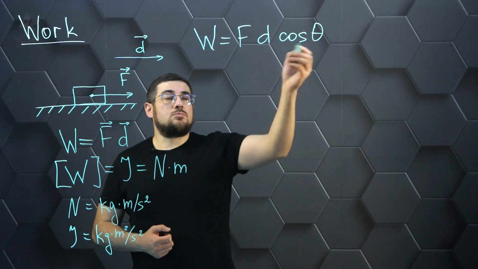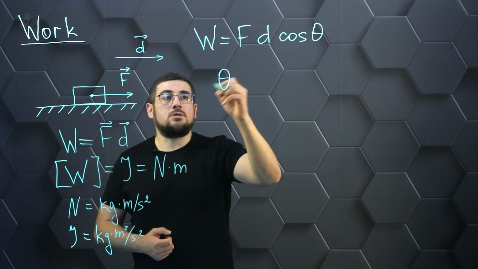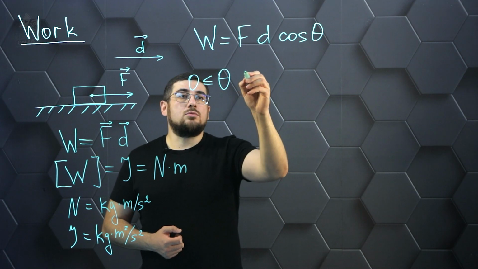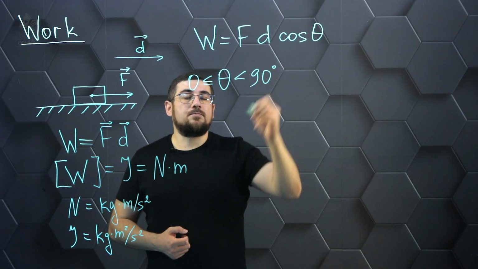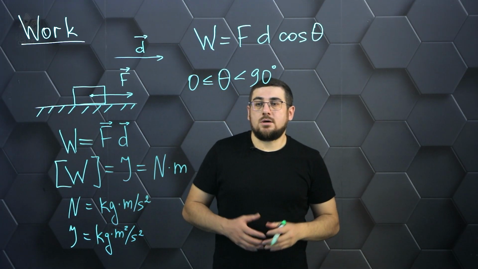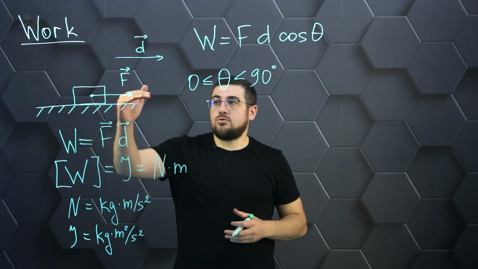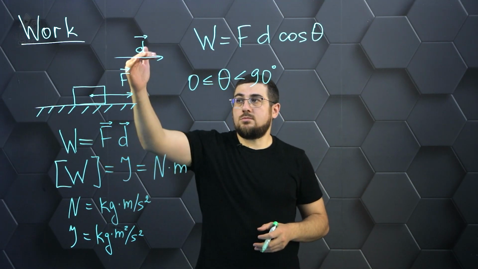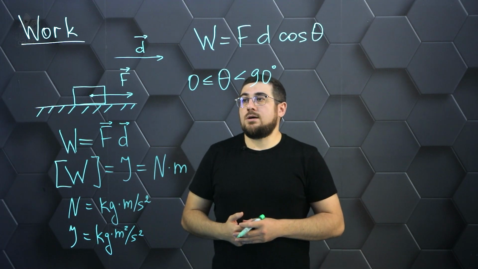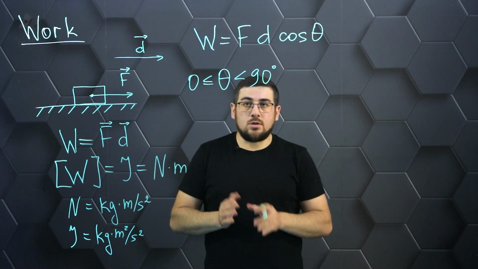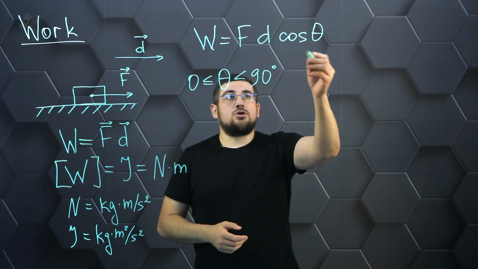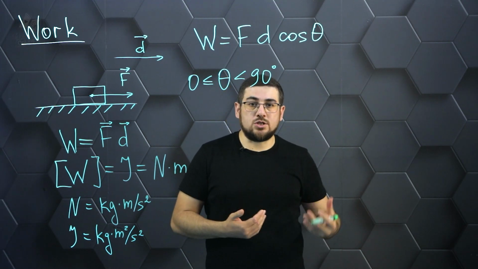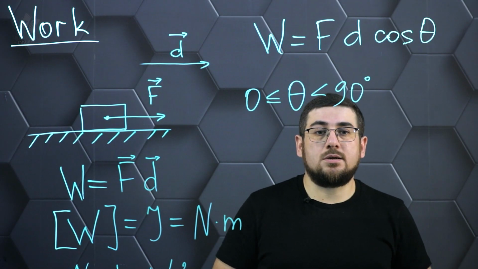So if we consider the case where the angle is greater than or equal to 0 but less than 90 degrees, that is, the force in this case, for example, coincides with the movement of a given body, then the angle between them turns out to be 0, or forms some acute angle, then in this case the cosine will either be equal to 1, for example, or have some positive value. That is, in any of these options, the work will take on a positive value.